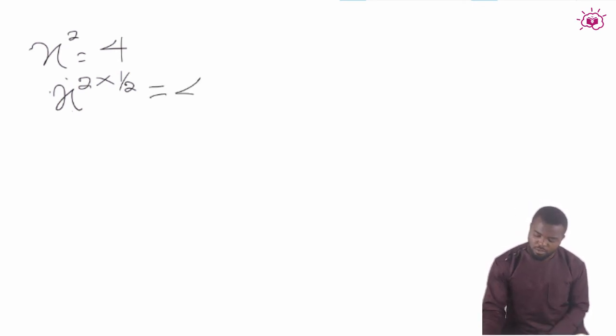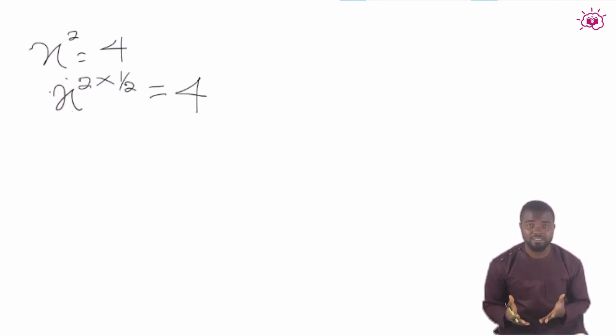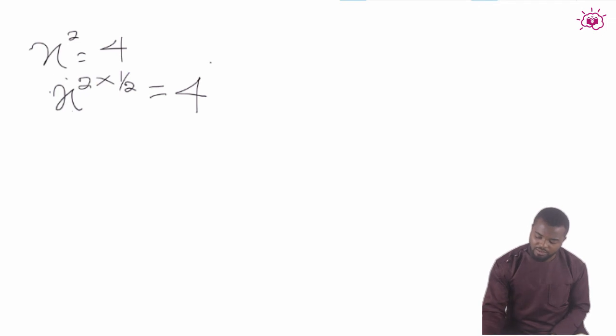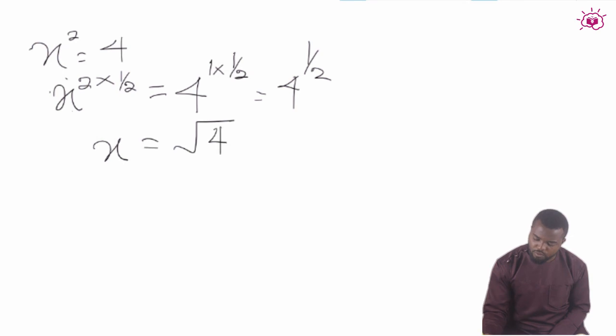Because we have 4 on the other side, you have to do the same thing to balance the equation. To the right hand side, you have 4, then raise it to the power 1 over 2. So this yields x equal to 4 raised to the power 1 over 2, which is the square root of 4, and so that would be 2. I hope you understand the basic interpretation and the laws of indices from these examples and this explanation. Thank you.